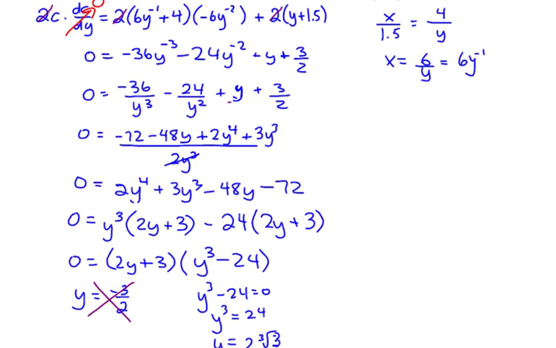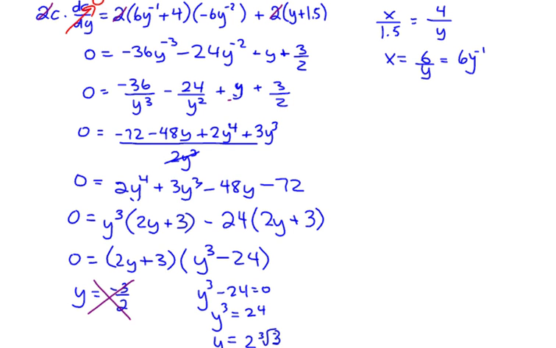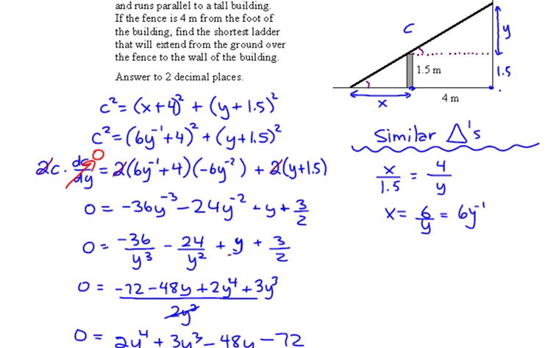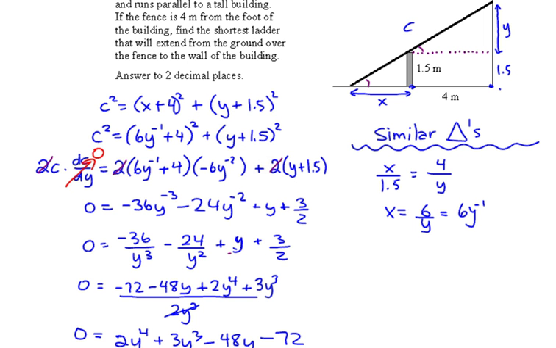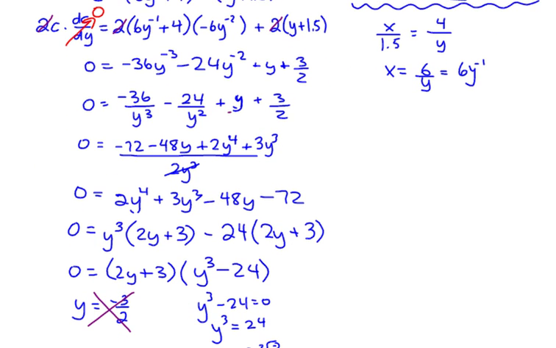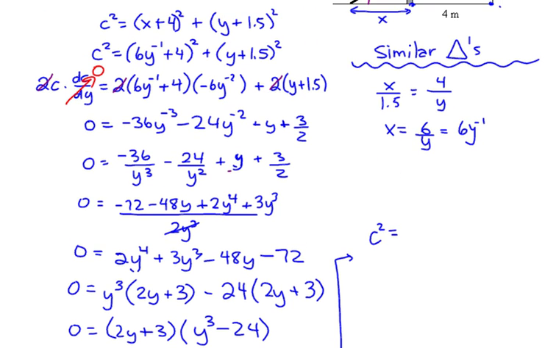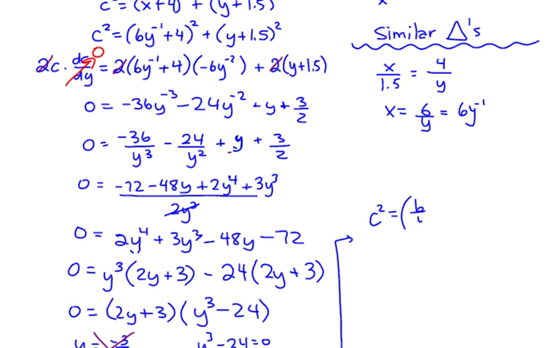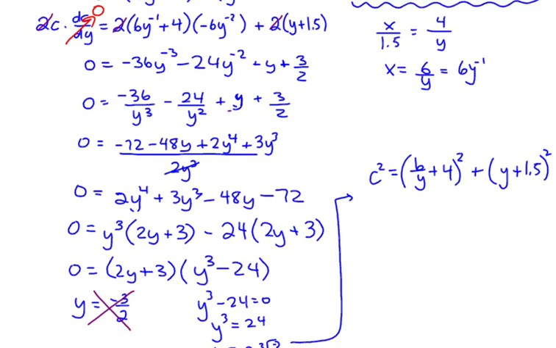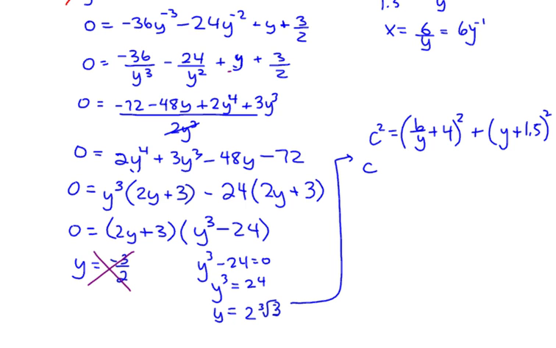Okay, so we need to get this done so we can actually have time for homework today and studying in your assignment. So our equation for C is right here in terms of y. And that's what we need to find out. Okay, so let's plug it in. So C squared equals 6 over y plus 4 squared plus y plus 1.5 squared. And our y value was what? It was root 24, or 2 cubic root 3, or cubic root of 24.